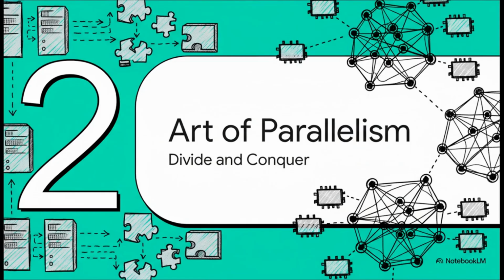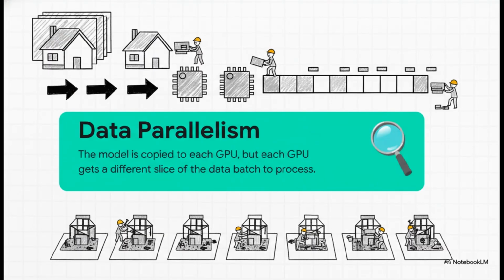So, if one computer can't do it, what's the answer? Well, you use a whole bunch of them working together. This whole concept is called parallelism, and it's basically a divide and conquer strategy. You take one ridiculously huge job and you chop it up into smaller, manageable pieces that can all be tackled at the same time.